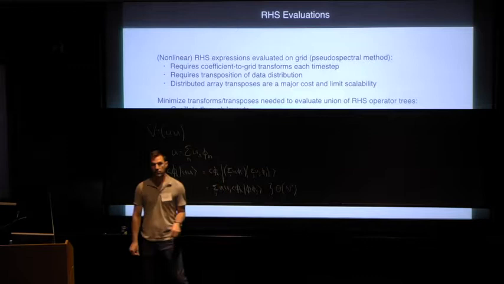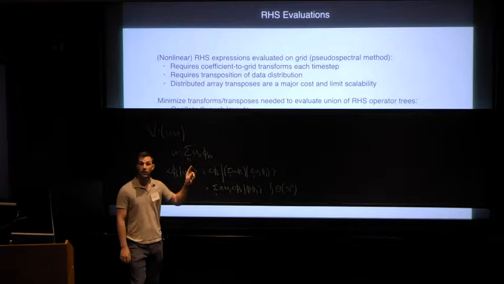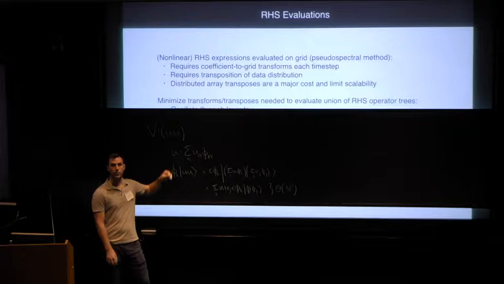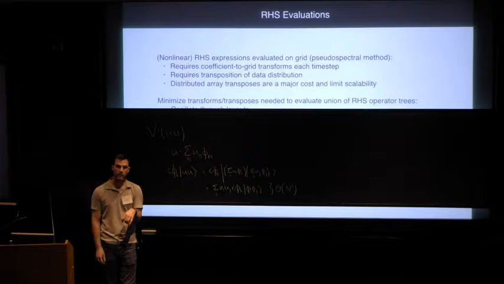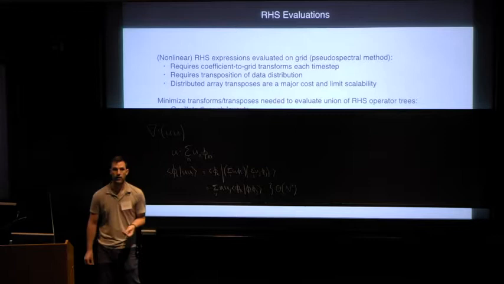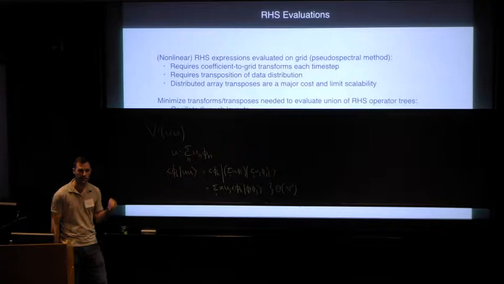Whereas if I take the FFT, that's an n log n. That's two n log n's, since I have to do an n log n for each variable. Multiplication on the grid is order n because it's pointwise on the grid, and then n log n coming back. So asymptotically, I'm trading n squared operations for multiple n log n operations. This is called the pseudospectral method. This is why we evaluate all the nonlinear terms on the grid.